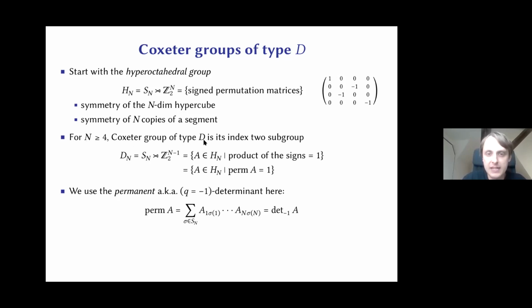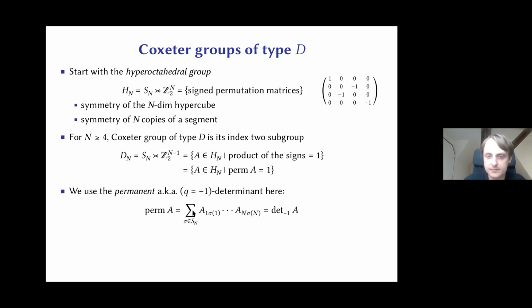Now the Coxeter group of type D is the index 2 subgroup. So we have to assume that n is at least 4. And then we can consider the index 2 subgroup given by the relation that if you multiply all the signs, you have to have 1. One way to write this down is to say that the permanent of this matrix is equal to 1. What is a permanent? Permanent is almost like determinant, but we are missing the sign in front.